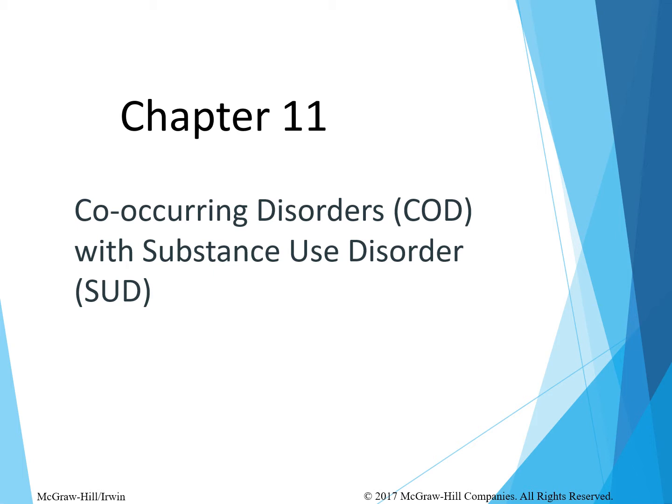Before we begin the chapter, there are a couple of handouts you might want to go ahead and print out or have with you during this chapter. One is the infographic on co-occurring disorders or comorbidity. The other handout is called the 4 quadrants of co-occurring disorders. And the last handout has to do with the definitions of depression. So let's begin the chapter.